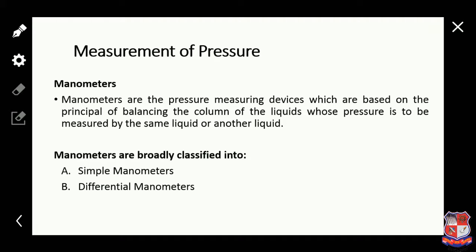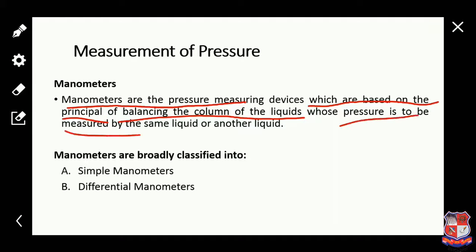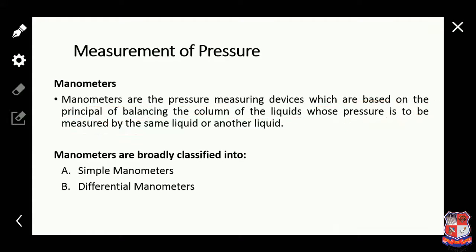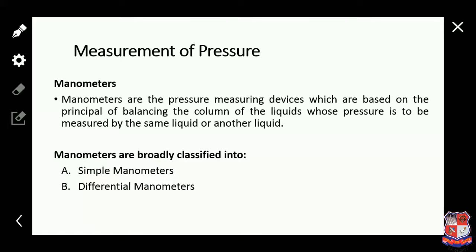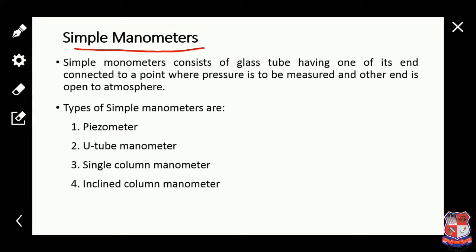First, manometers are pressure measuring devices which are based on the principle of balancing the column of liquid whose pressure is to be measured. Okay, so a manometer is a simple glass tube in which the pressure is measured by balancing the column of liquid. Mainly manometers are classified into 2 categories. First one is the simple manometer and second one is the differential manometer. Okay, so first let's discuss the simple manometer.